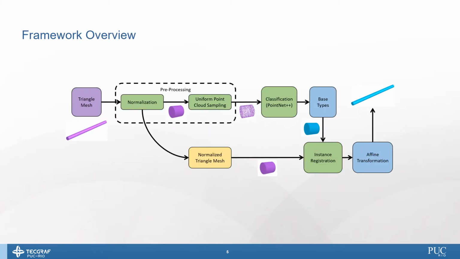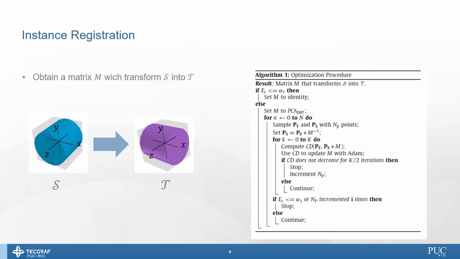The framework takes as input a triangle mesh and performs a preprocessing step, which is composed of a normalization step, in which the mesh is centralized in the origin and aligned with the 3D axes, and then a uniform point cloud sampler. The sampled point cloud is passed to PointNet++ and obtains the base type, which is used to perform the instance registration.